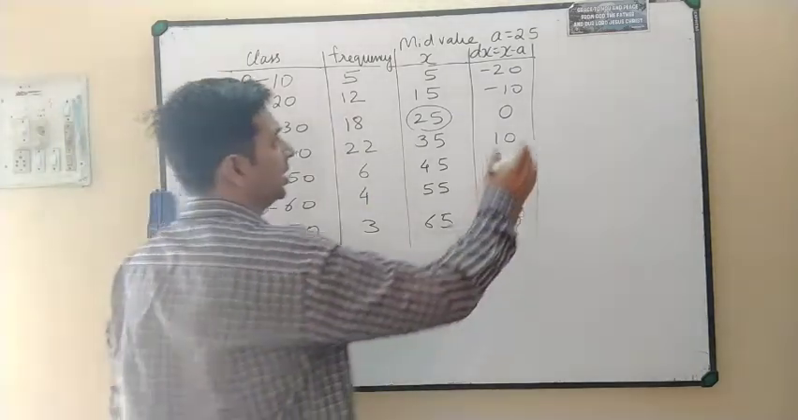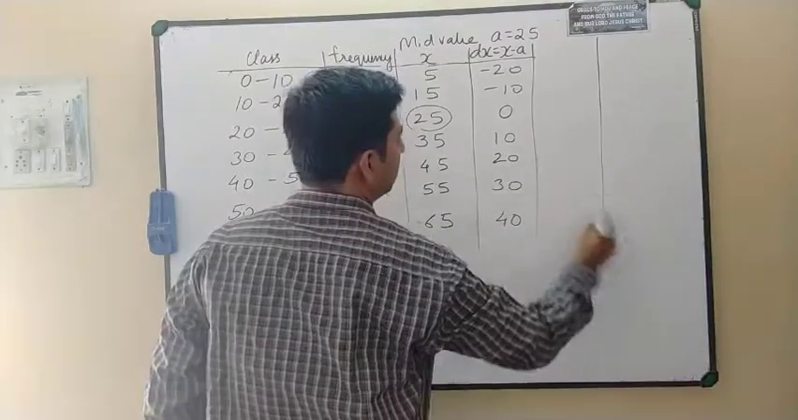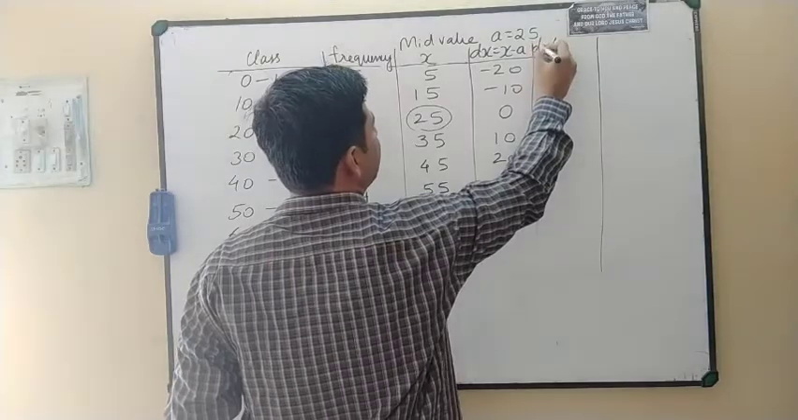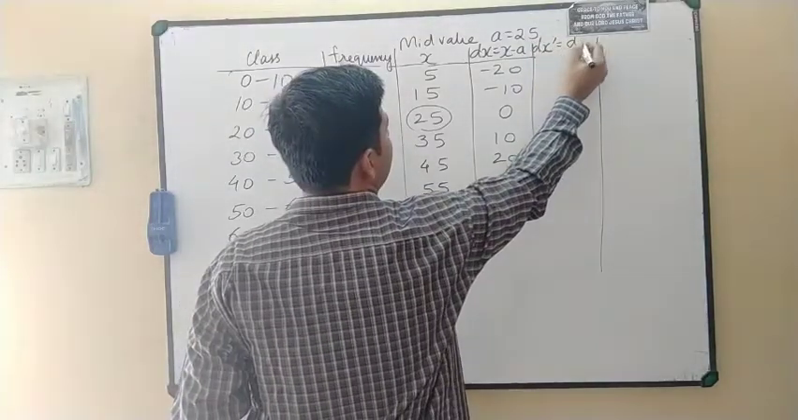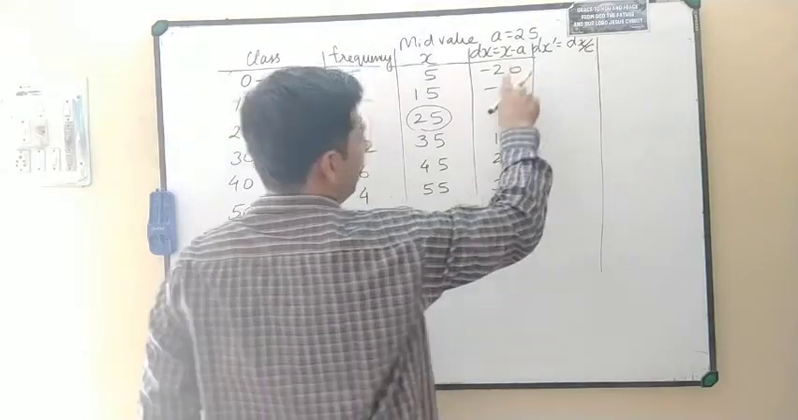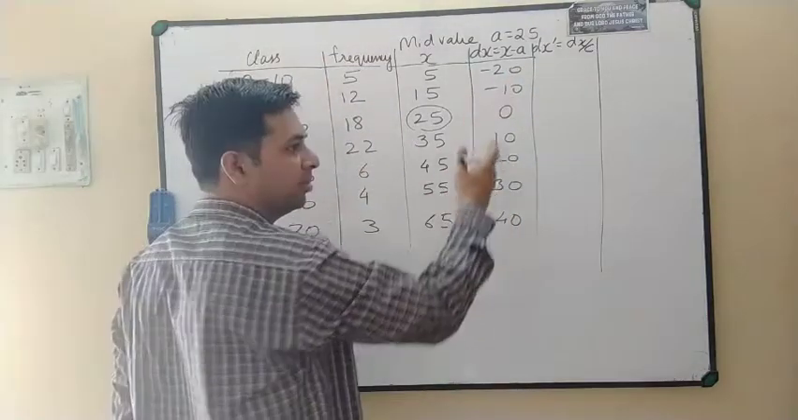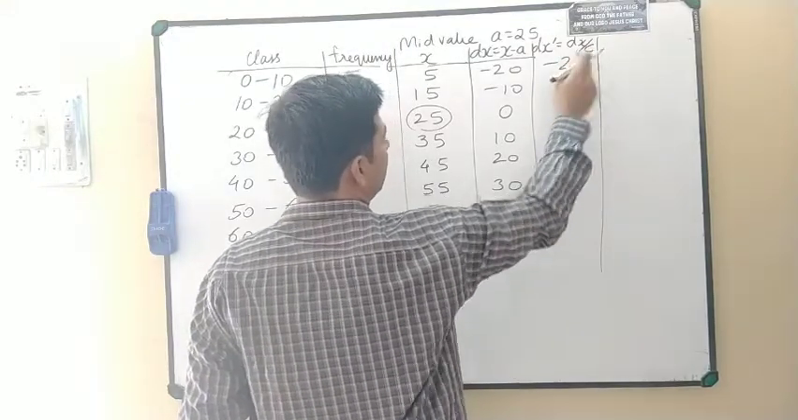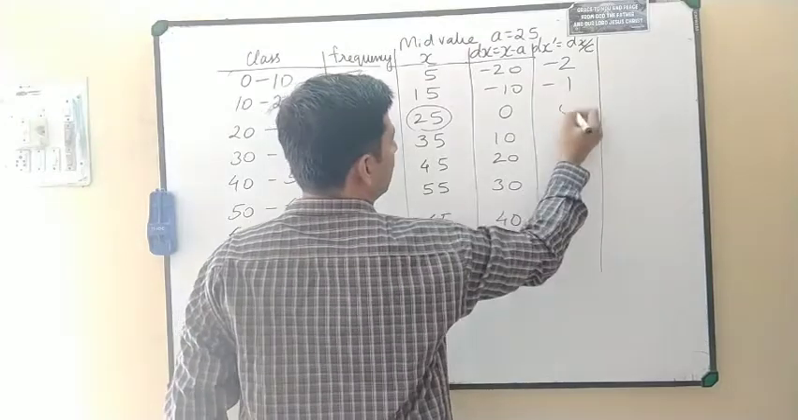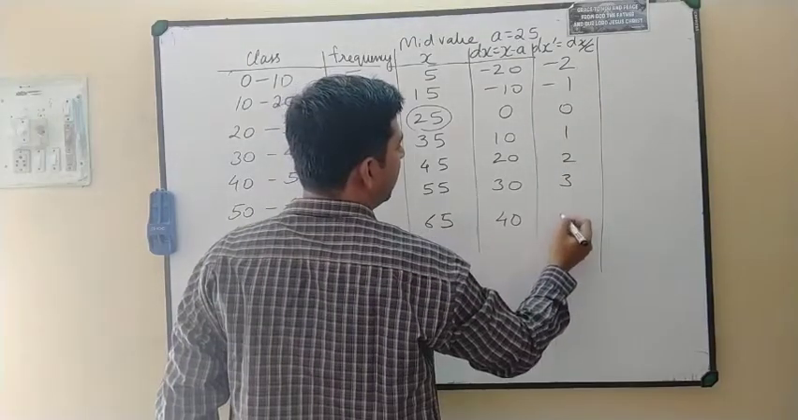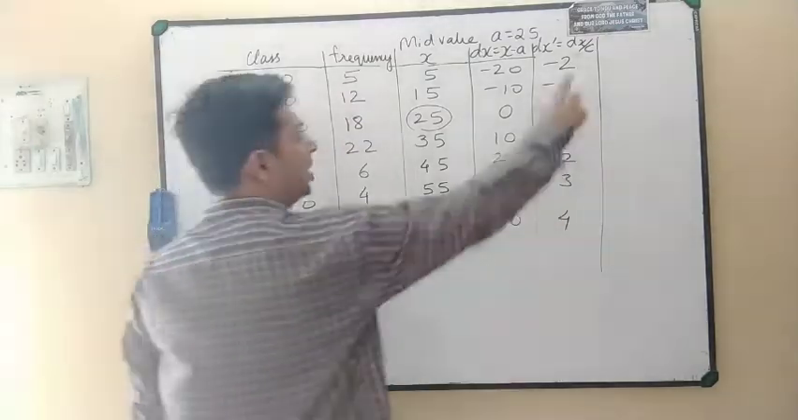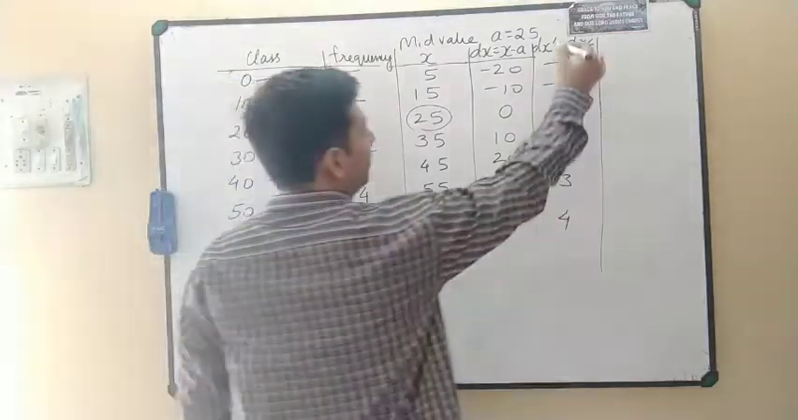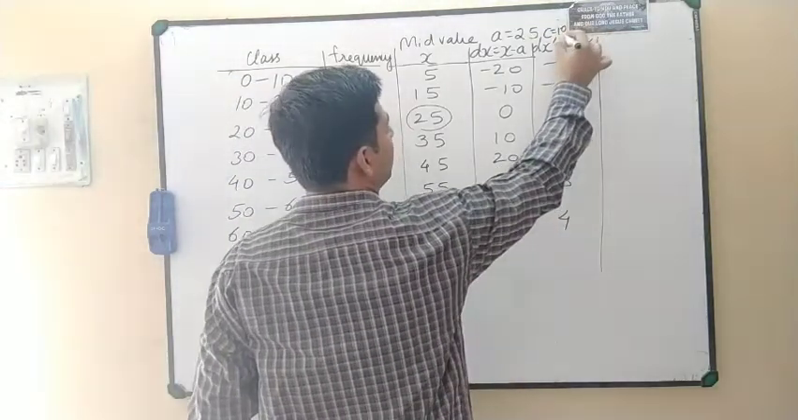Now the next step will be dx dash. How do we find dx dash? dx divided by a common factor. What is common here? 10. All are divisible by 10. So let's divide every single value by 10. So the common factor is 10. Here we have taken C as 10, so remember this. We can write C equals 10, so that later on we will not find any kind of problem.